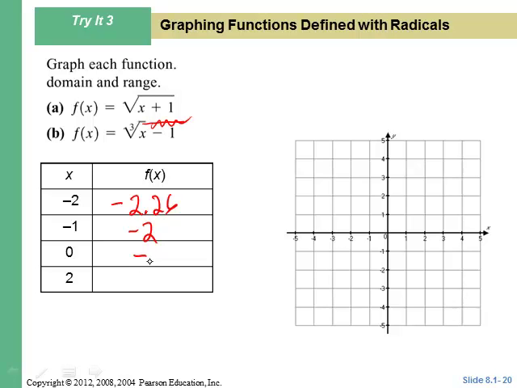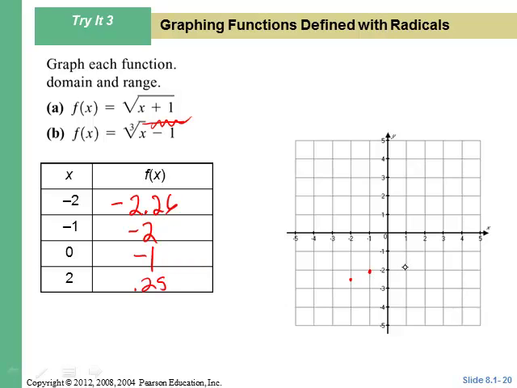Cube root of 0 minus 1 is negative 1. Cube root of 2, clear, 3. The cube root of 2 is 1.25, minus 1 is 0.25. So negative 2, negative 2.26. Negative 1 is negative 2.